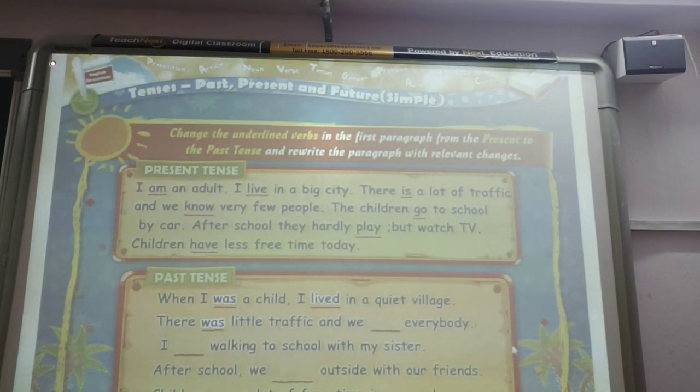There was little traffic and we knew everybody. I went walking to school with my sister. After school, we played outside.